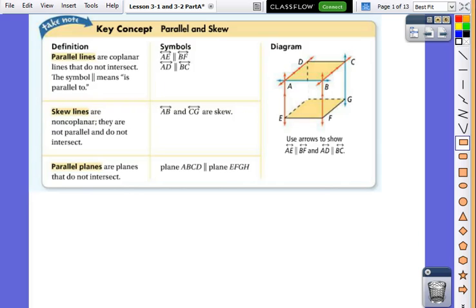We're going to pick up with Unit 3 here. One of the things I want to review first with Unit 3 is the parallel and the skew and the parallel planes, just to kind of review from that. So parallel lines are coplanar.